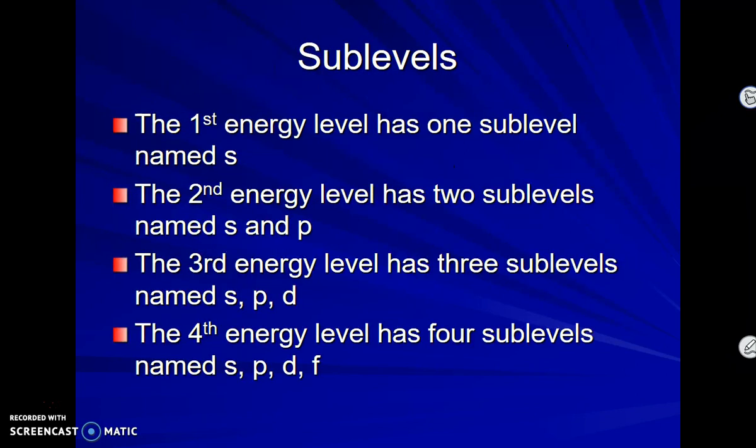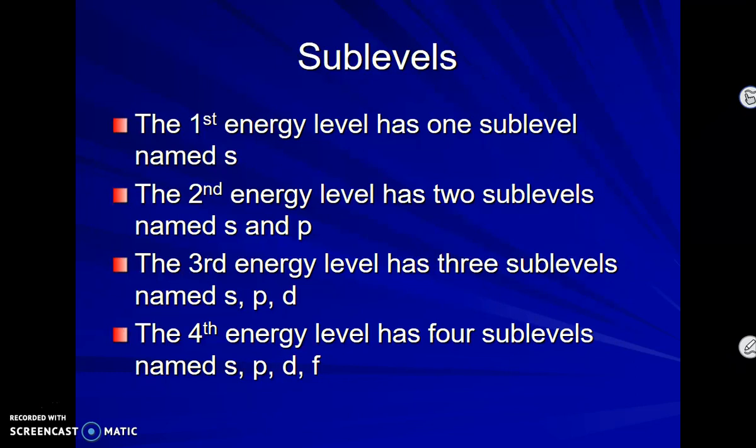The first energy level has 1 sublevel, and its name is S. You can sort of see the pattern that's developing. The second energy level has 2 sublevels, and they're named S and P. The third energy level has 3 sublevels, named S, P, and D. And the fourth energy level has 4 sublevels, named S, P, D, and F. So you can sort of see the pattern that emerges.